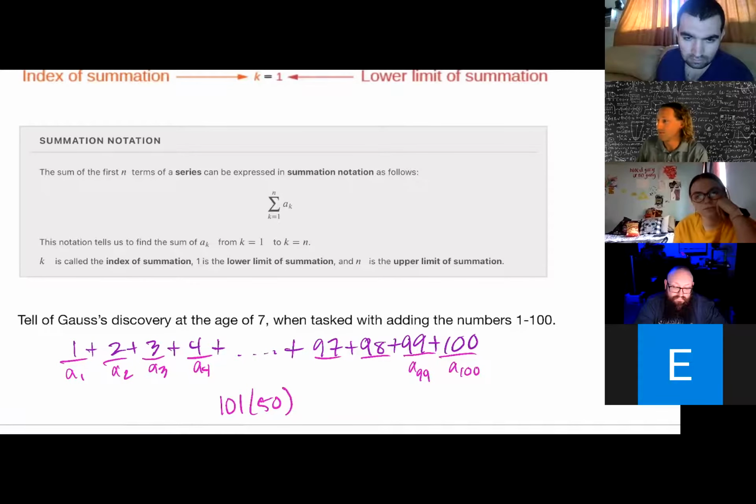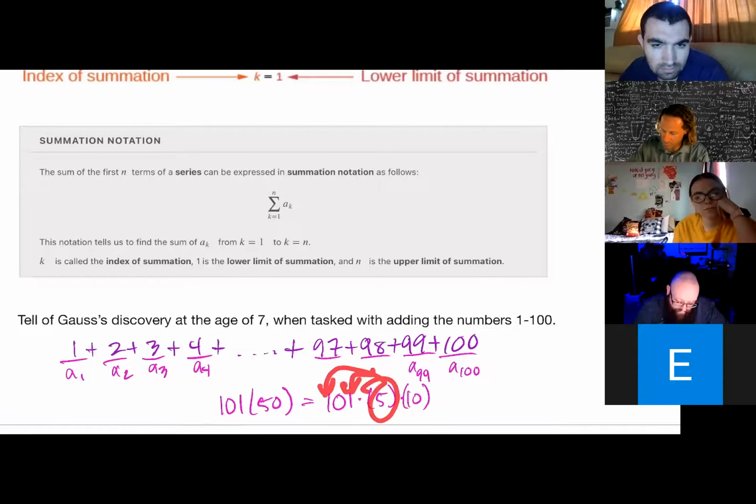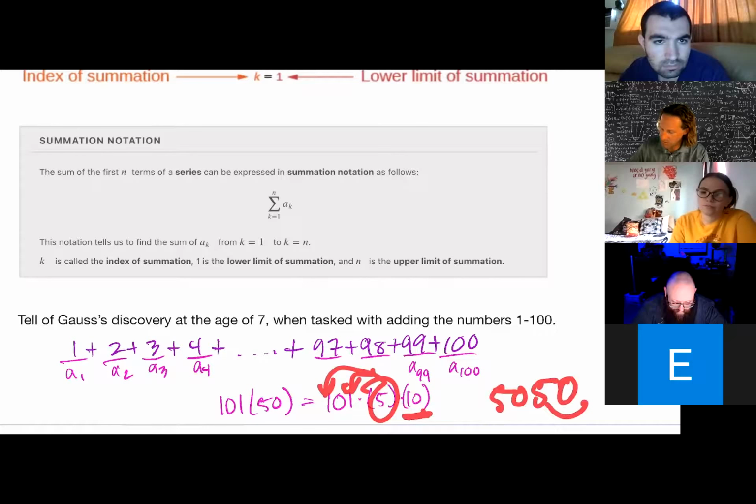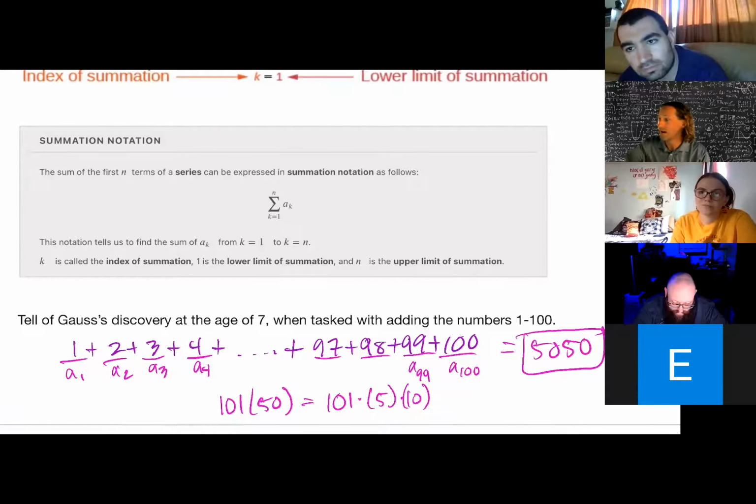Now that's still impressive to be able to do multiplication, right? But if you break down 50, you just got 101 times 5 times 10. And you can do 101 times 5 easily, right? That's 505. And then you can also multiply by 10 easily. You just add that 0, you move the decimal over one place. And that's how he walked up and said, I'm probably not going to learn much from you. I'm out of here. Pretty impressive at the age of 7.